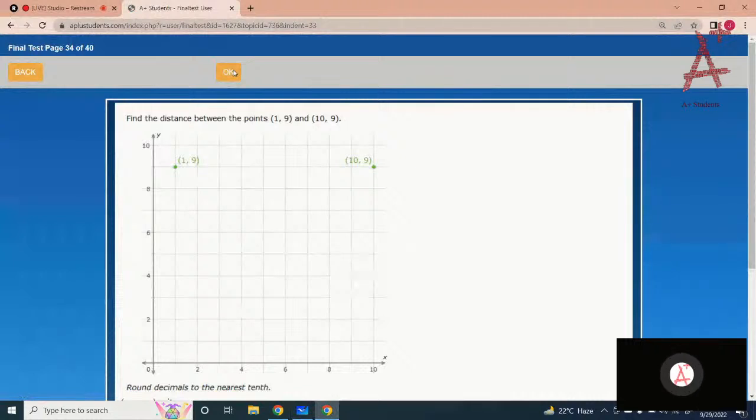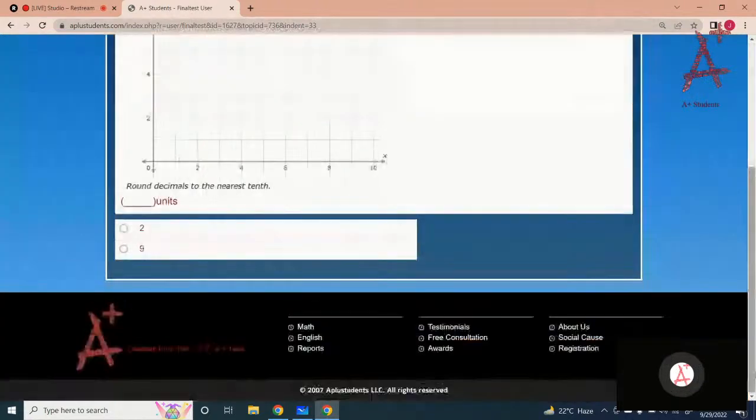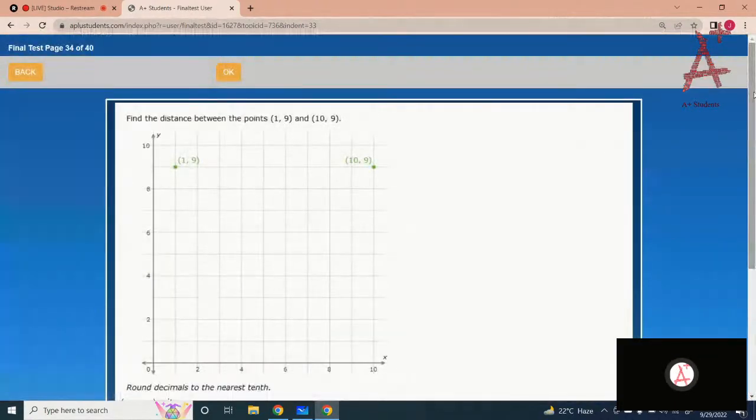Okay, find the distance between the points (1, 9) and (9, 10). So both of them have the same y components. That means it's a line. Just subtract the coordinates that are different. So 10 minus 1 is 9. Got it? Select the correct option and click on the OK button.